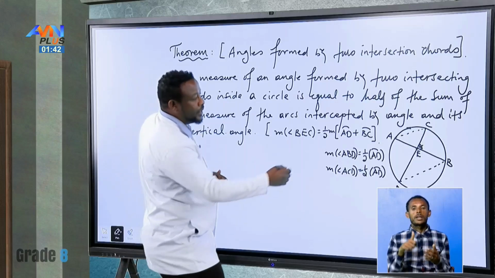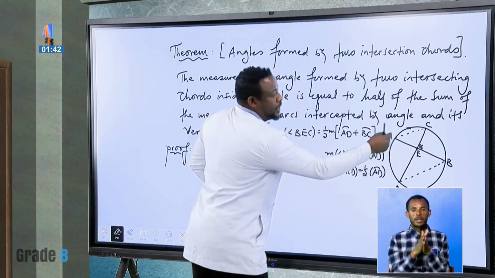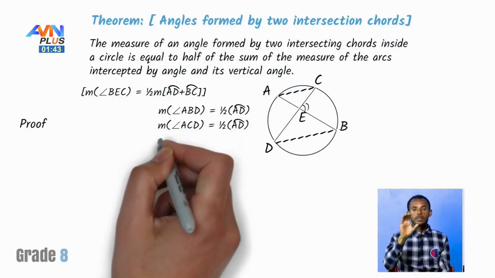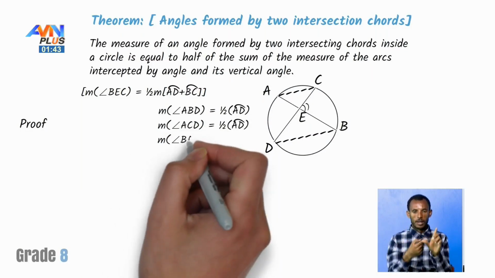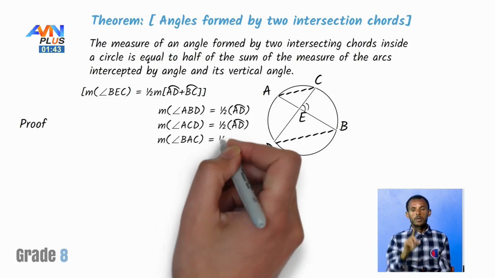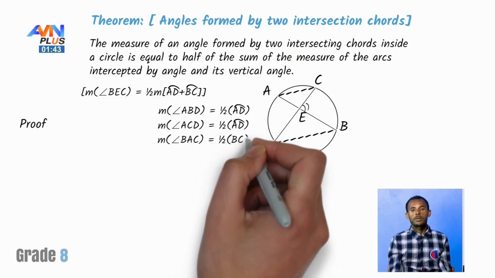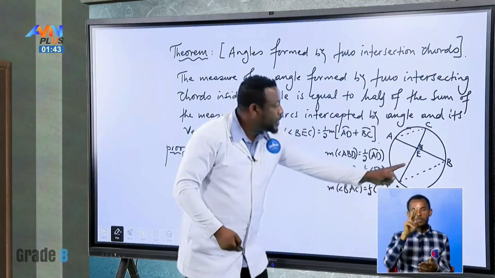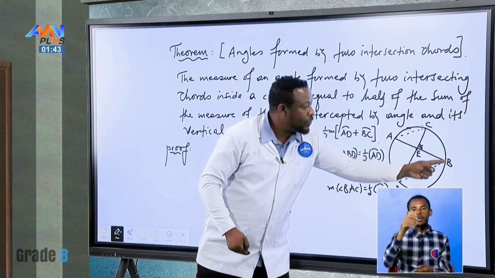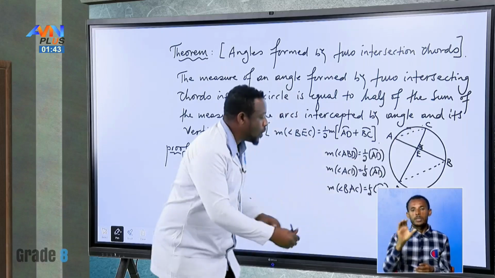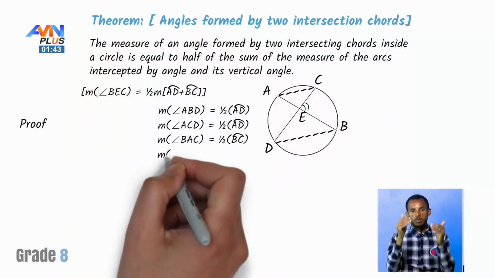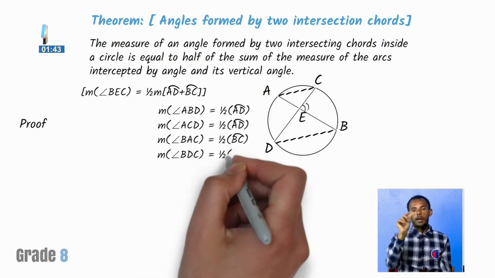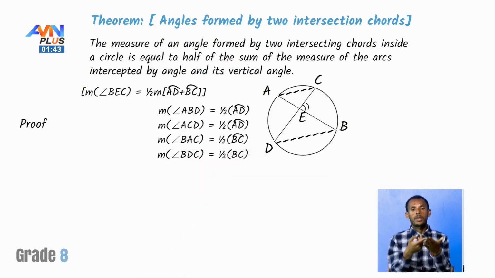The other thing, we need this one. Okay, BAC. The measure of angle BAC is half of arc BC. Similarly, BDC is also half of arc BC. The measure of angle BDC is half of arc BC. From here, we need only two of them.